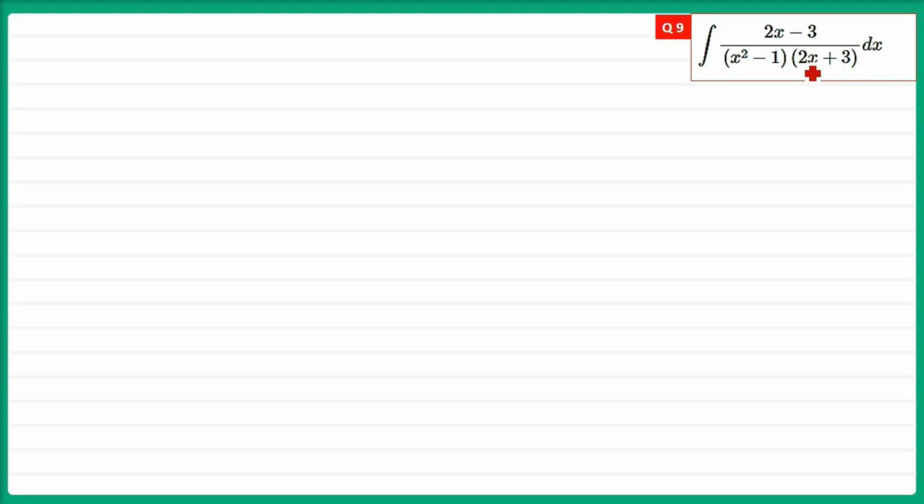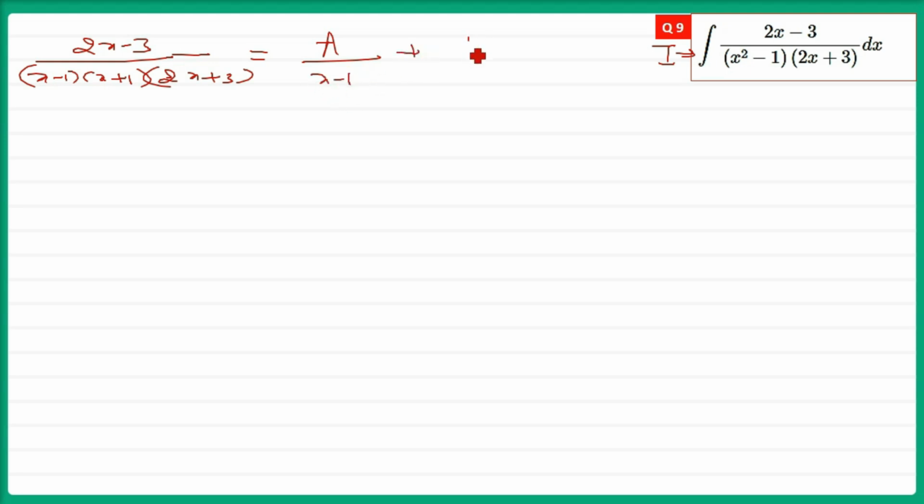The integral of (2x − 1) divided by (2x − 3) divided by (x² − 1)(2x + 3). Call it an integral. First we will try to make this integration into partial fraction terms. 2x − 3 divided by x² − 1 we have just done, so (x − 1)(x + 1), and 2x + 3 is already there. Now write this as A divided by x − 1 plus B divided by x + 1 plus C divided by 2x + 3.